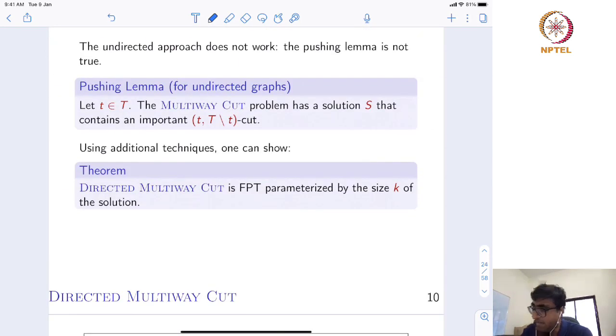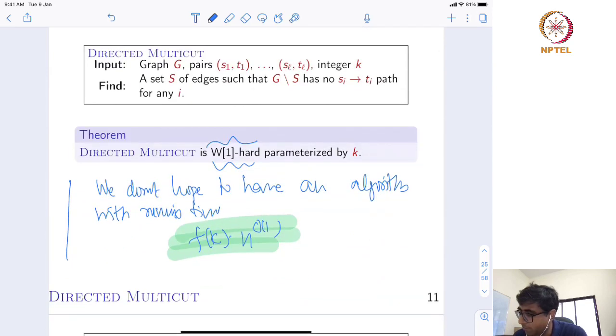It is indeed possible to show that directed multi-way cut is FPT parameterized by the size K of the solution, but it requires an additional set of techniques, which is very similar to the techniques we need for undirected multi-cut, but again it is beyond the scope of this course, so we will not talk about it. Okay.